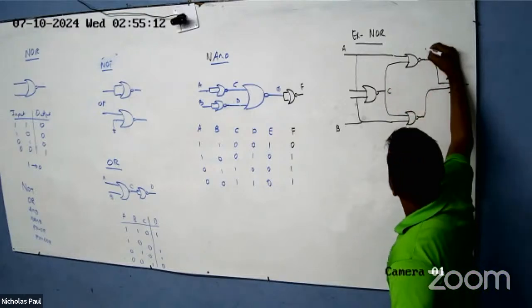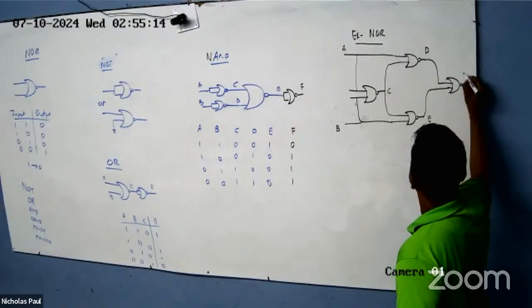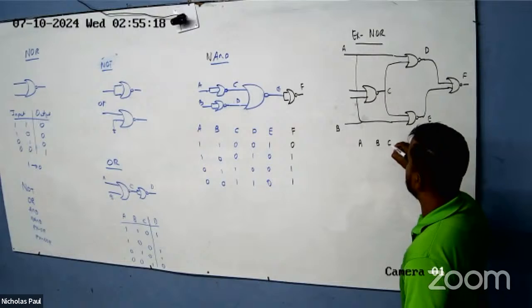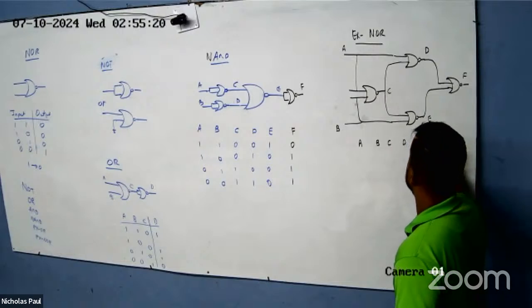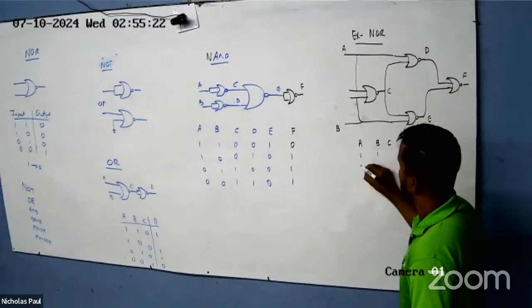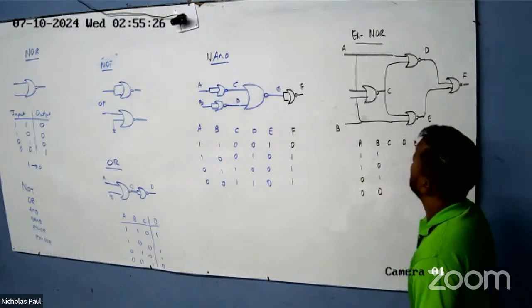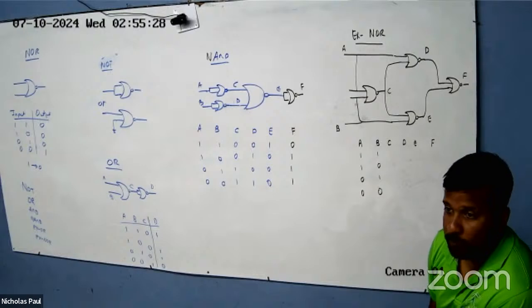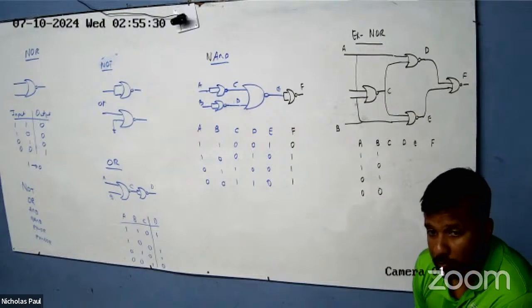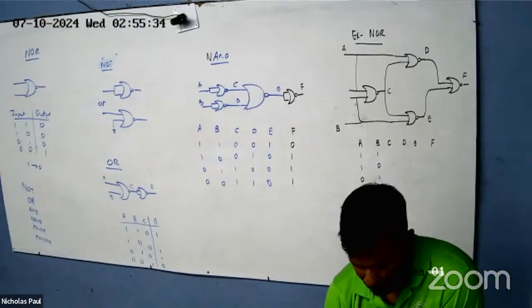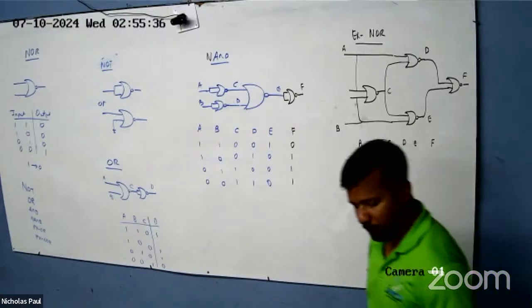Let's practice drawing now. And do the truth table here, please. You'll get the XNOR. Do the output.